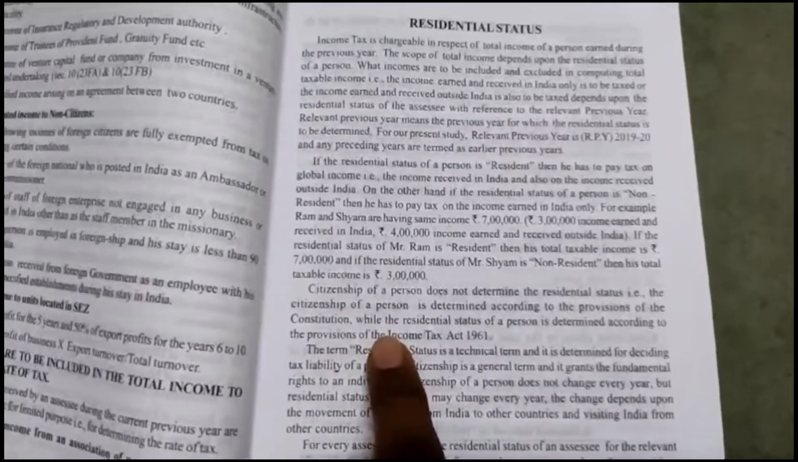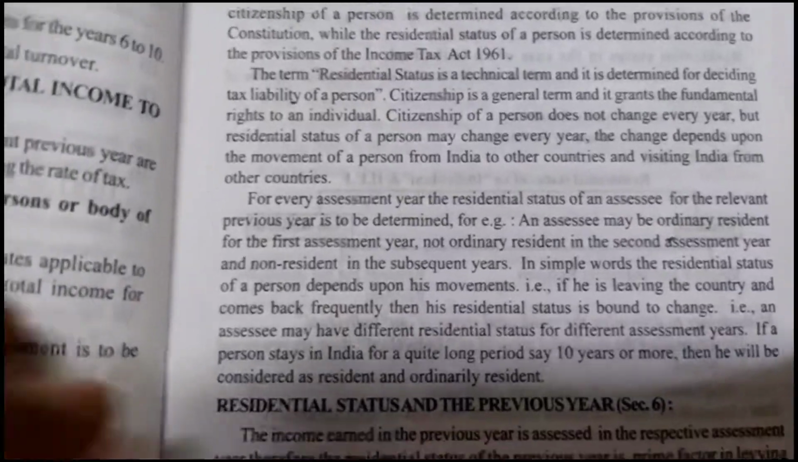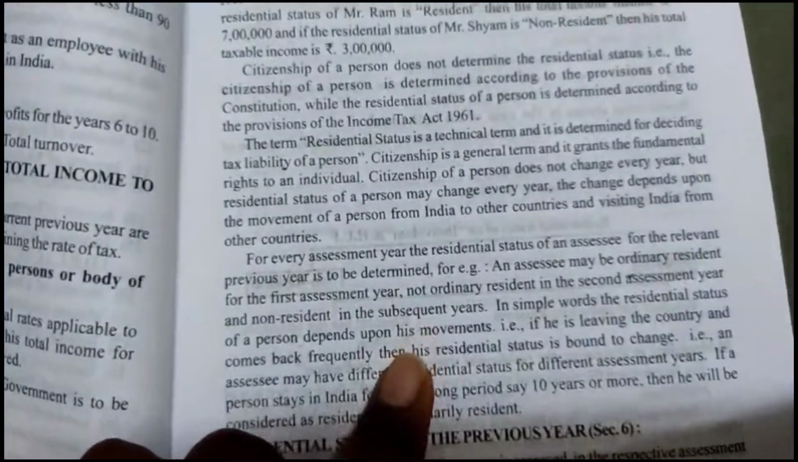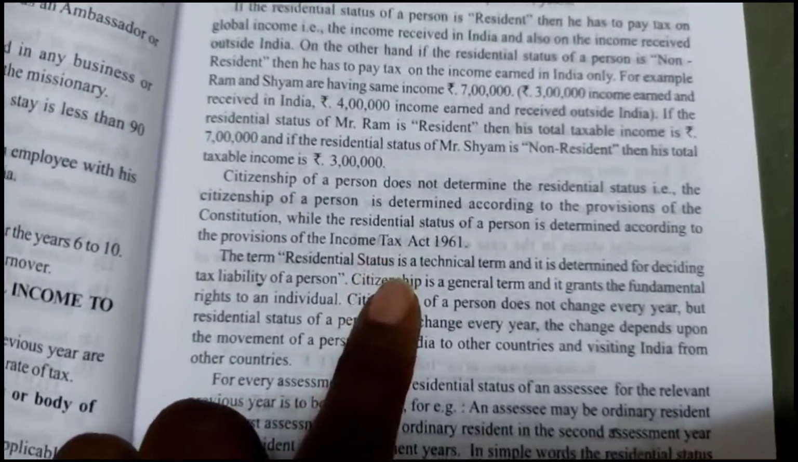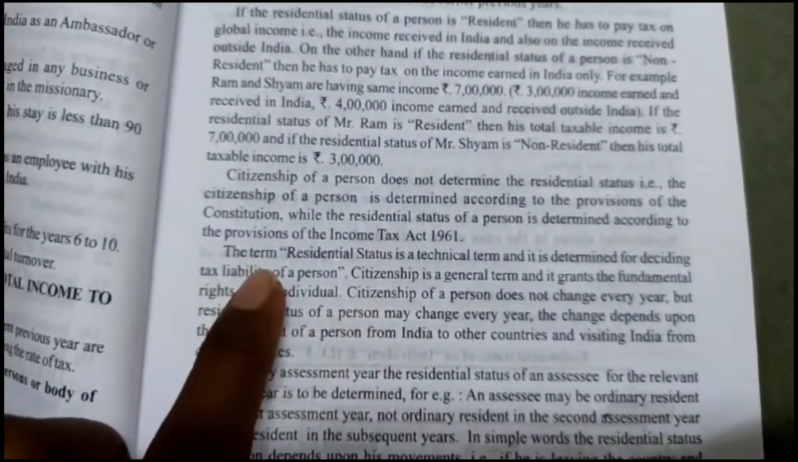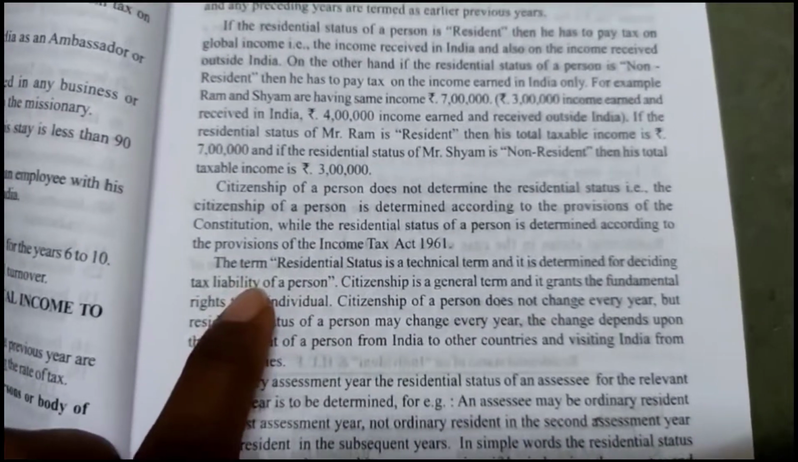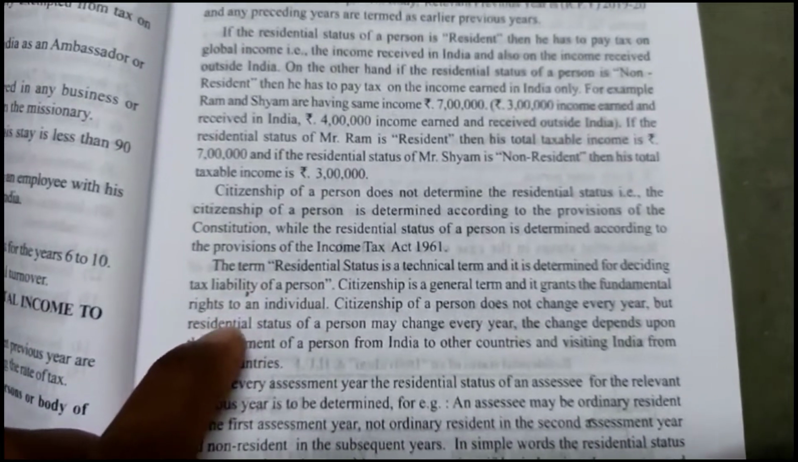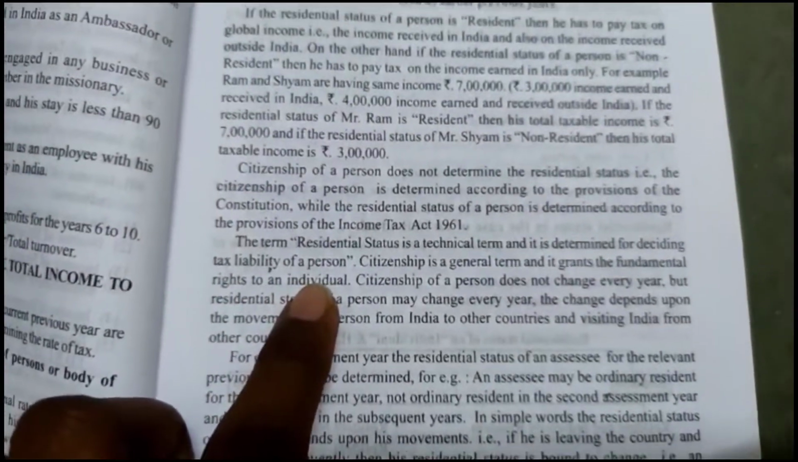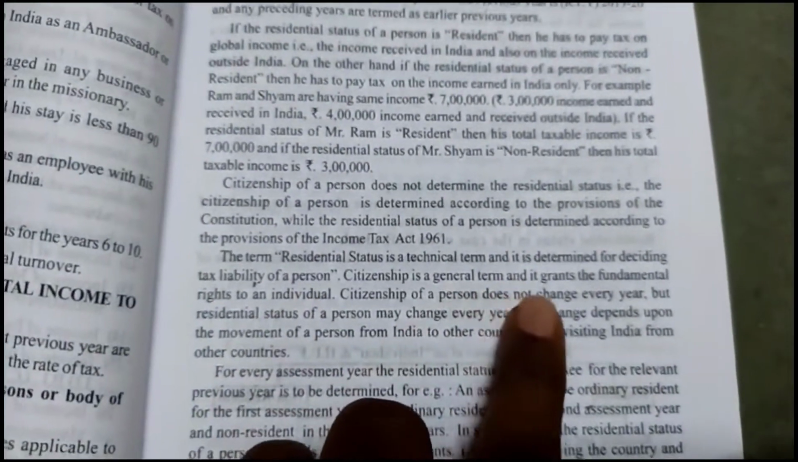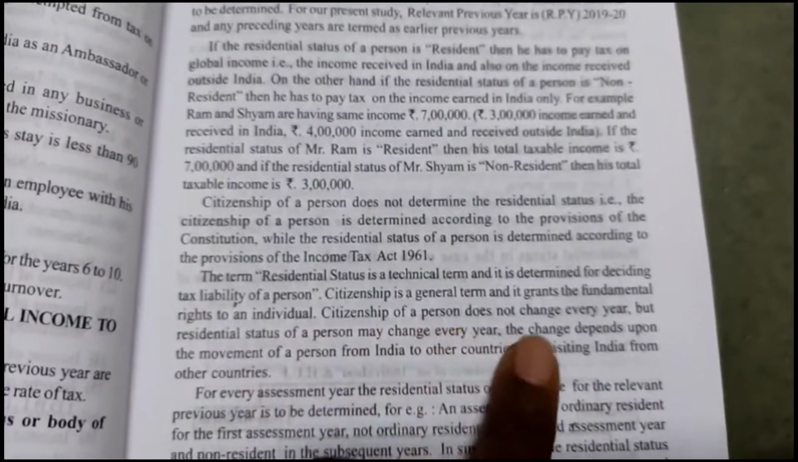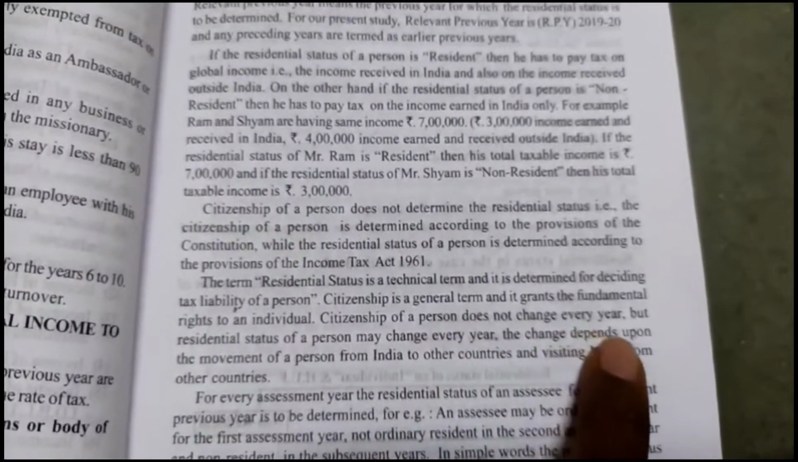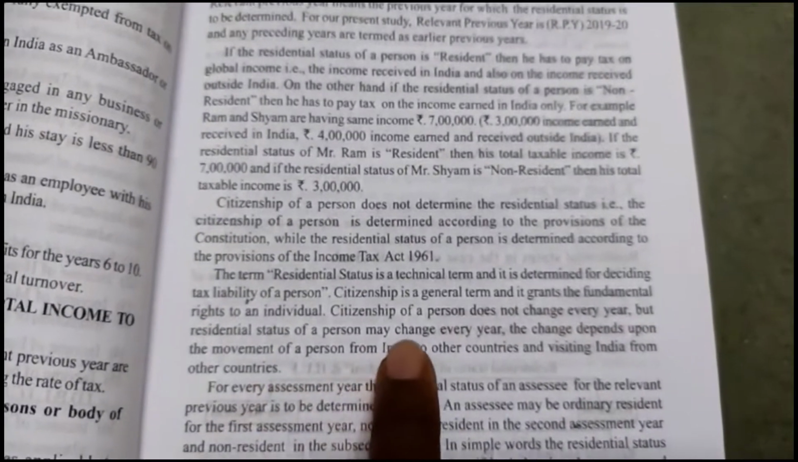With citizenship we can't say whether he is a resident or non-resident. The term residential status is a technical term and is determined for deciding the tax liability of a person. Citizenship is a general term and it grants the fundamental rights of an individual. Citizenship of a person does not change every year, but residential status of a person may change every year.